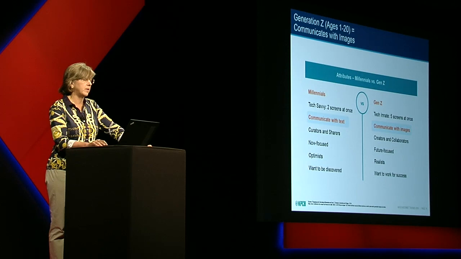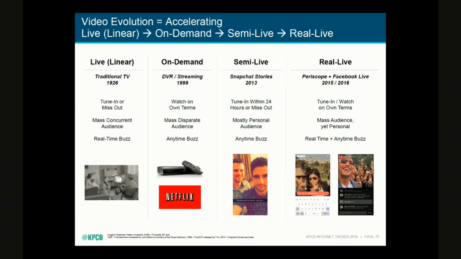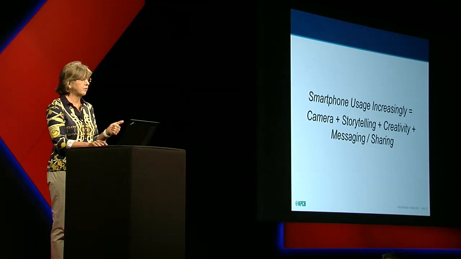Video viewing has evolved a lot over the past century. We started with live linear viewing, traditional TV, on-demand DVR streaming, then moved to semi-live, which is Snapchat and Real Live, Periscope and Facebook Live. Video usage, sophistication, and relevance continues to grow rapidly. This looks at Facebook daily video and Snapchat daily video growth. Smartphone usage is increasingly a camera, plus storytelling, plus creativity, plus messaging and sharing.